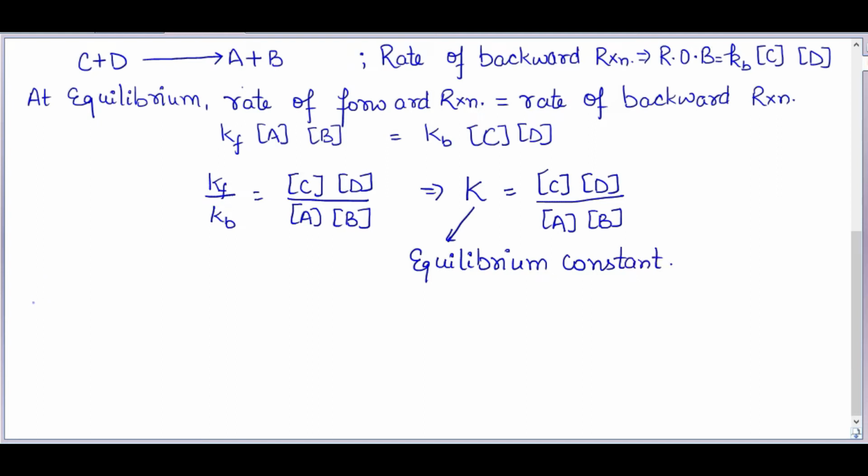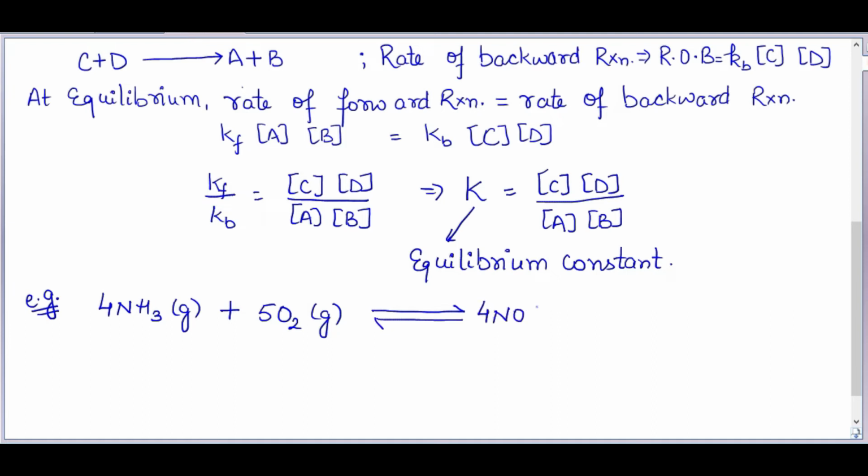Now let's understand this equilibrium constant with an example. So you just take one example. What is happening? 4 moles of NH3, a gas, is reacting with 5 moles of O2, which is also present in gaseous form, to give rise to products, and it is also a reversible reaction: 4NO in gaseous form plus 6H2O, again in gaseous form, right?